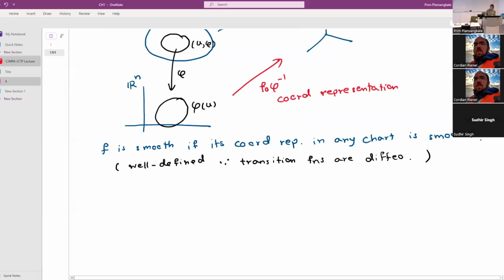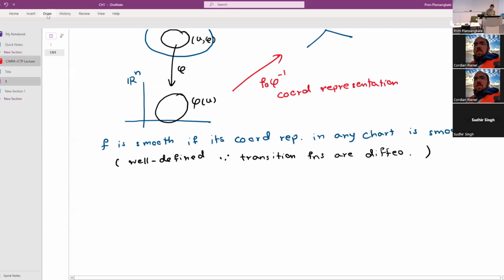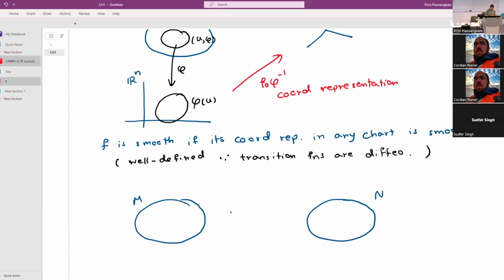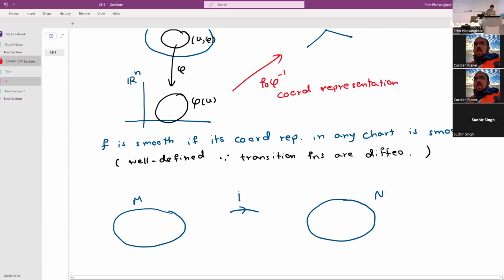And you can define smooth maps between manifolds as well. For this one, the function is from a manifold to Euclidean space, so you only need to use coordinates on this side. But if you have two manifolds, then of course on this side you can also use coordinates, and then you have a coordinate representation too. Then you just draw it in a diagram. You have two manifolds M and N, and you have a map f between them.